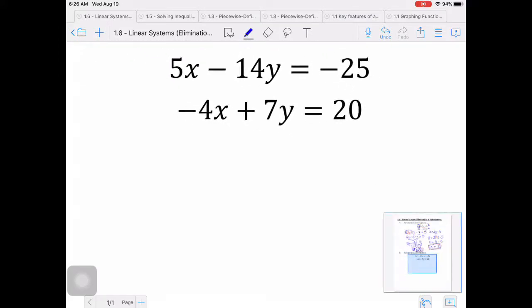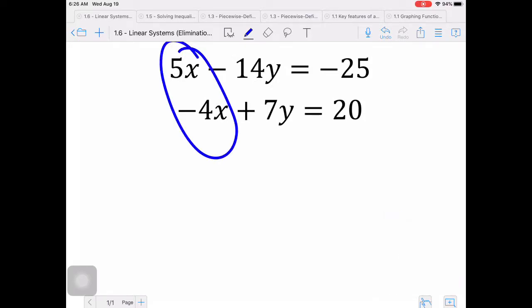Well, if we look at this system of linear equations, let's first look at the x value. So I see that I have a 5 and I have a -4. Now, the first step to eliminate is to make those two coefficients, meaning the numbers in front of the variables, equal the same but opposite signs. In this case right now, I do have opposite signs. I have a +5 and I have a -4. But they are not the same number. I have a 5 and I have a 4.